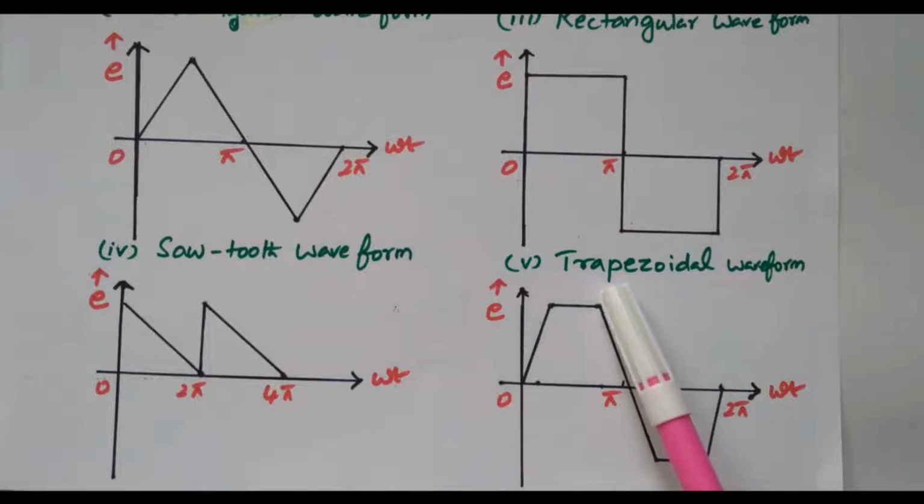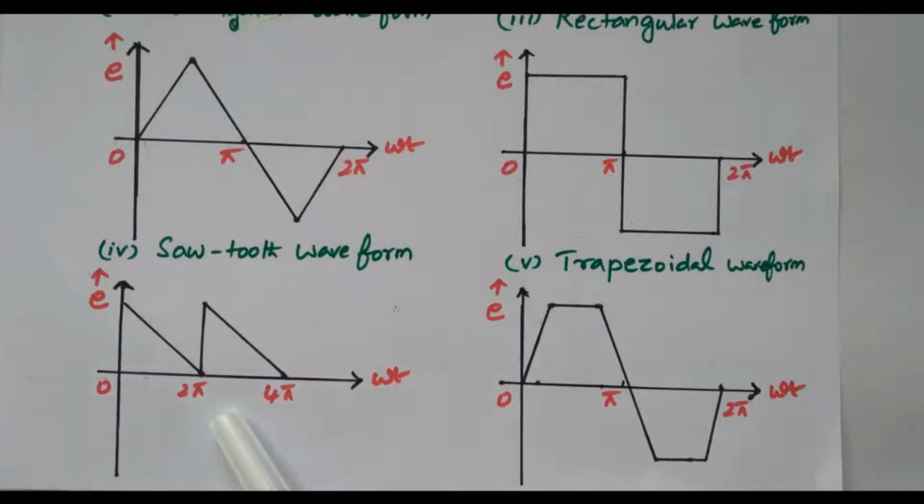We'll go to the trapezoidal waveform. It looks like a trapezoid, so that is called a trapezoidal waveform. From 0 to pi we have positive voltage. Initially from 0 it increases, reaches the maximum value, then stays constant for some time, again decreases, and reaches the 0 value. The same thing is repeated in a negative cycle from pi to 2 pi. So we have positive and negative, so that's called an alternating quantity.